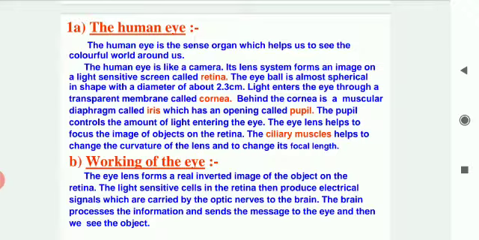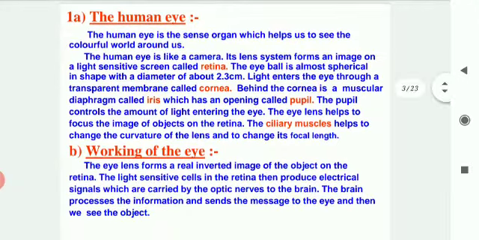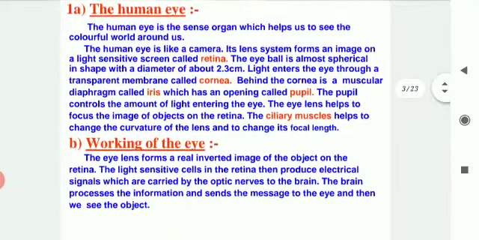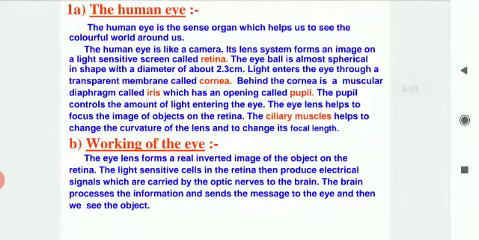Now, the working of the eye. The eye lens forms a real inverted image of the object on the retina. The light sensitive cells in the retina then produce electrical signals which are carried by the optic nerves to the brain. The brain processes the information and sends the message to the eye, and then we see the object. Our brain corrects the image which was formed inverted on the retina.